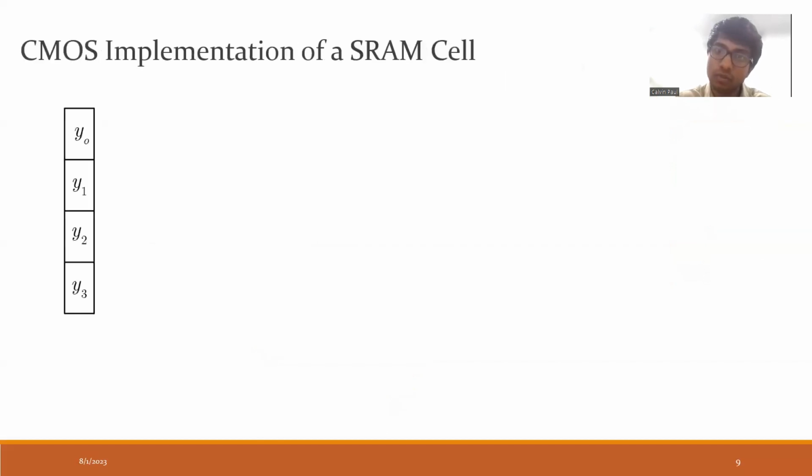First, we'll look into the CMOS implementation of the SRAM cell. So this is the SRAM cell, Y0, Y1, Y2, Y3. All these are SRAM cells.